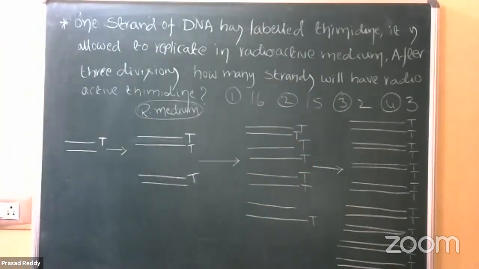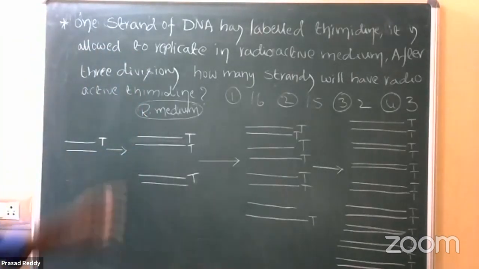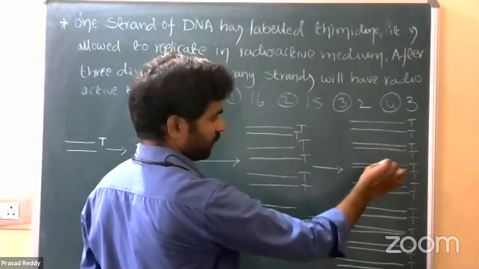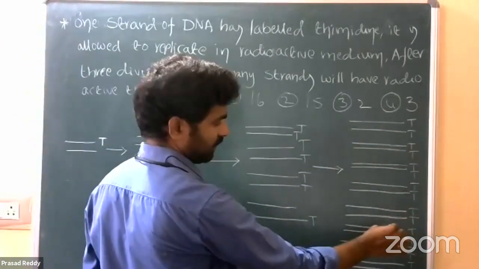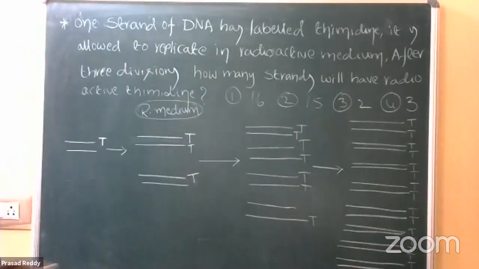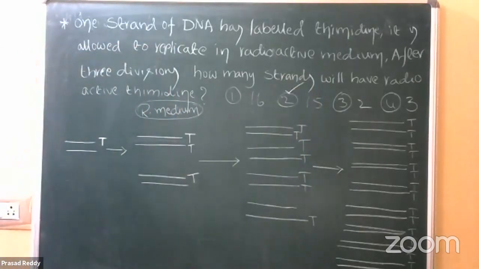So which option is correct now? How many strands will have radioactive thymidine? 1, 2, 3, up to 15, except one strand. So the answer is the second option. 15 strands are radioactive thymidine strands.